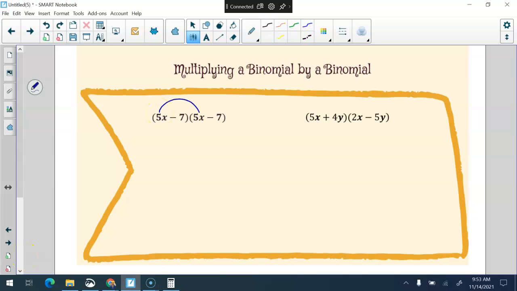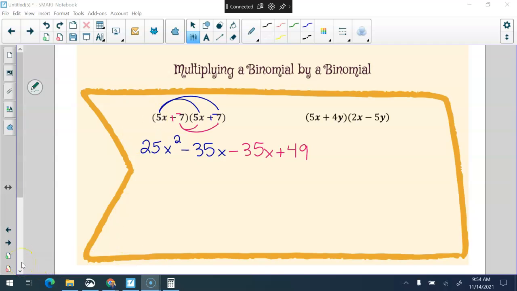All right, my first terms, 5 times 5 is 25, and x times x is x squared. Now the outside, which is distributing, 5x times -7, which is -35x. Now the inside terms is -7 times 5, which is -35x. And we have a -7 times -7, which is a +49. I see lots of mistakes with negative errors, so be very careful if you're not using the box.